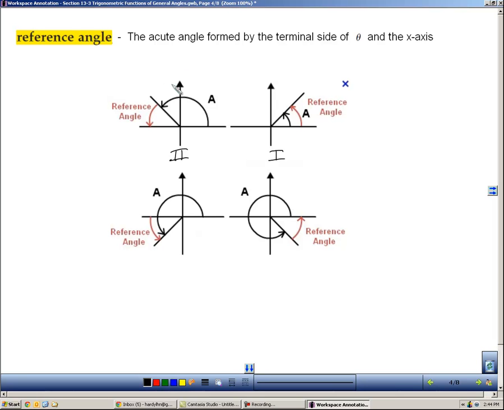So if this big one were, let's say, a 150-degree angle, then we would say that the reference angle to that would be 30, because that's the distance to get down to a 180-degree angle. Here in the third quadrant, you see an angle that wraps all the way around, has a reference angle that goes from here up to the x-axis, and then finally in the fourth quadrant, you wrap all the way around, but your reference angle is this small angle between the terminal side and the x-axis.